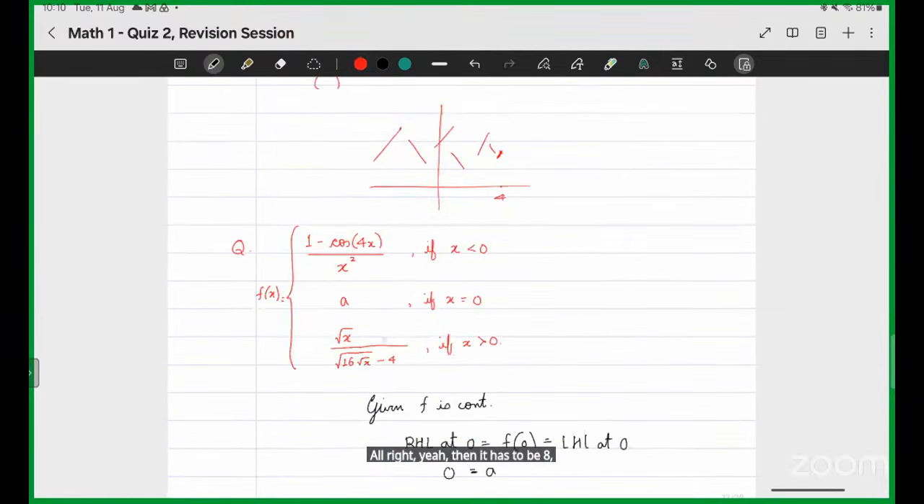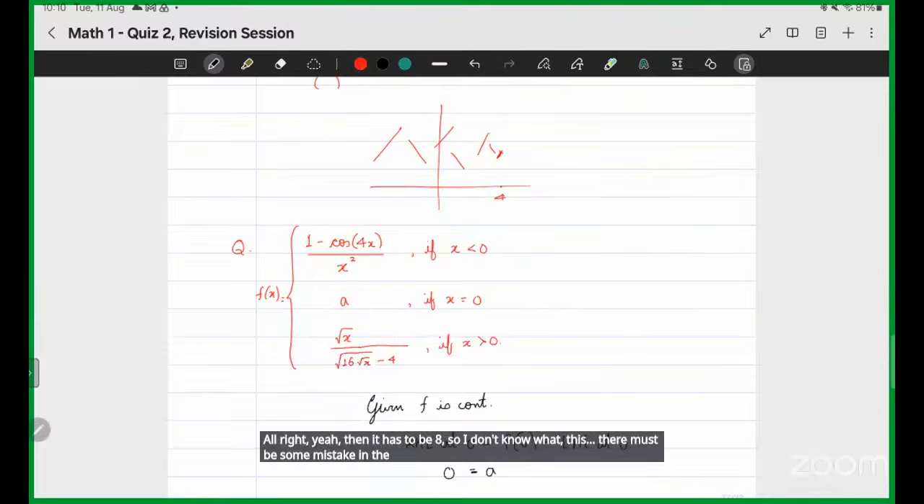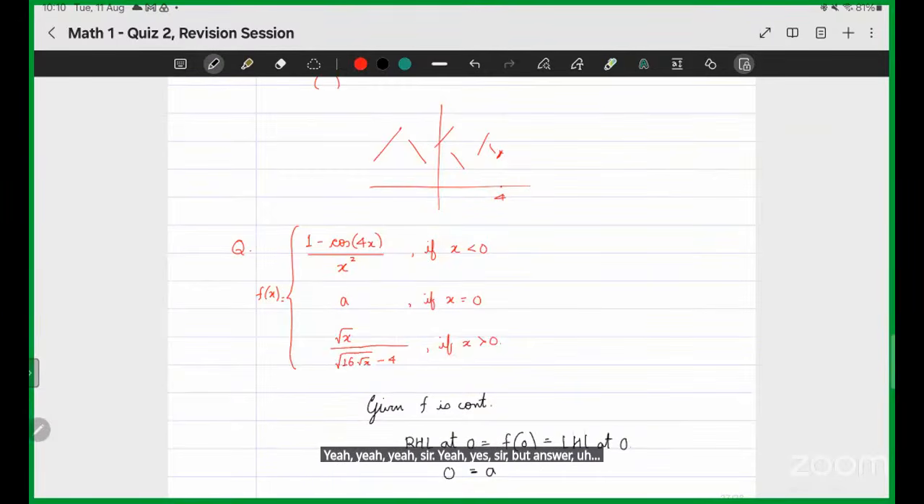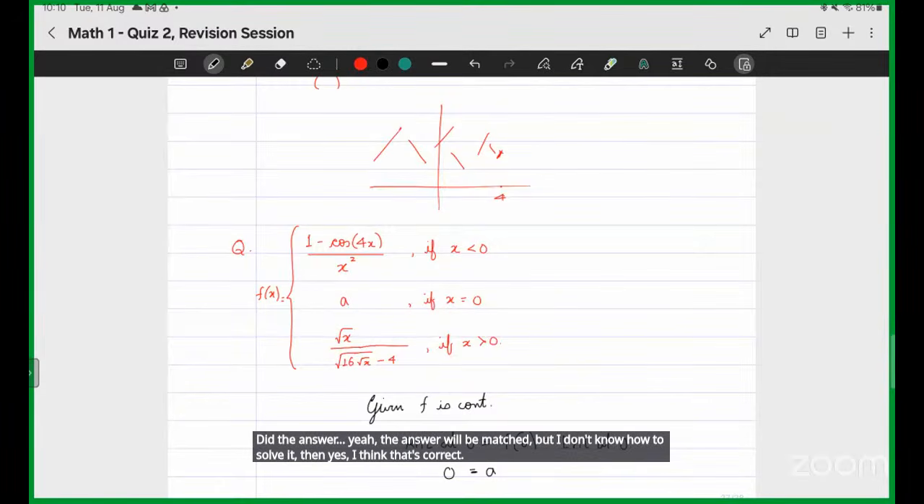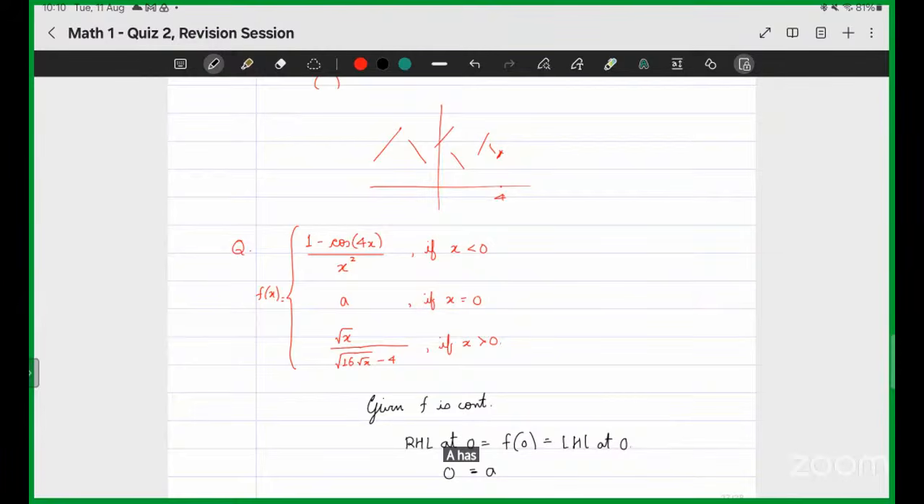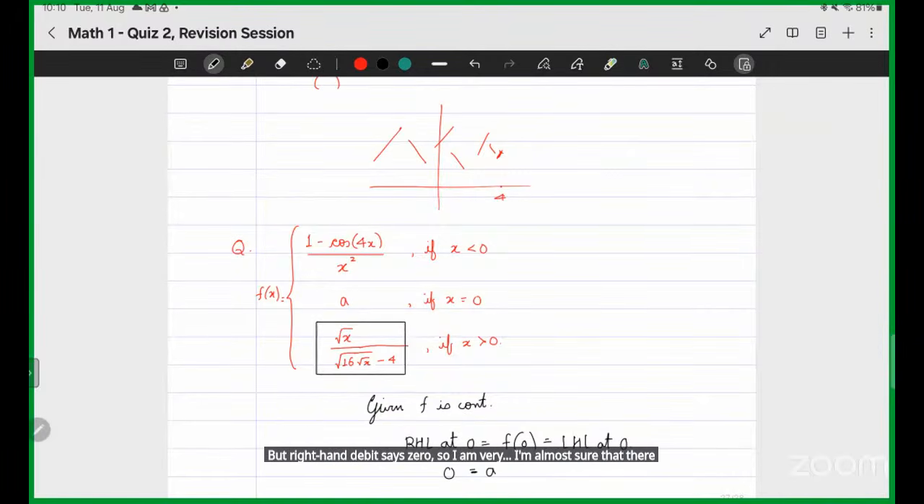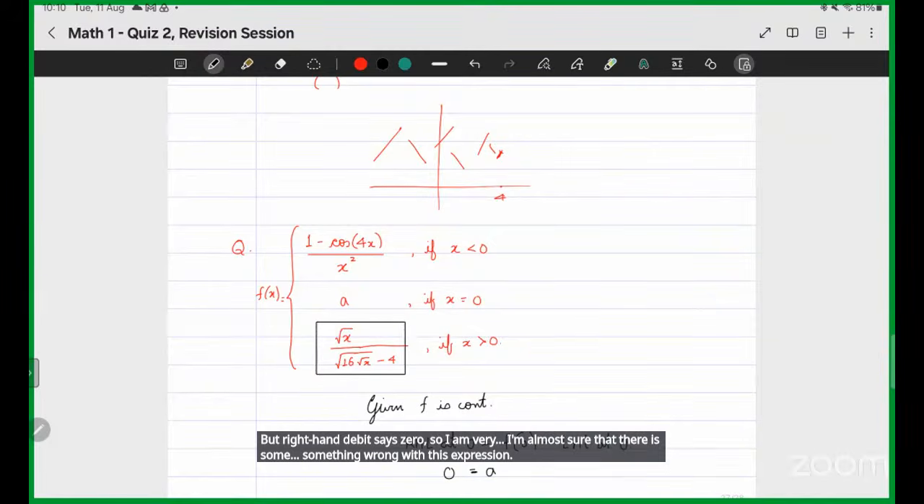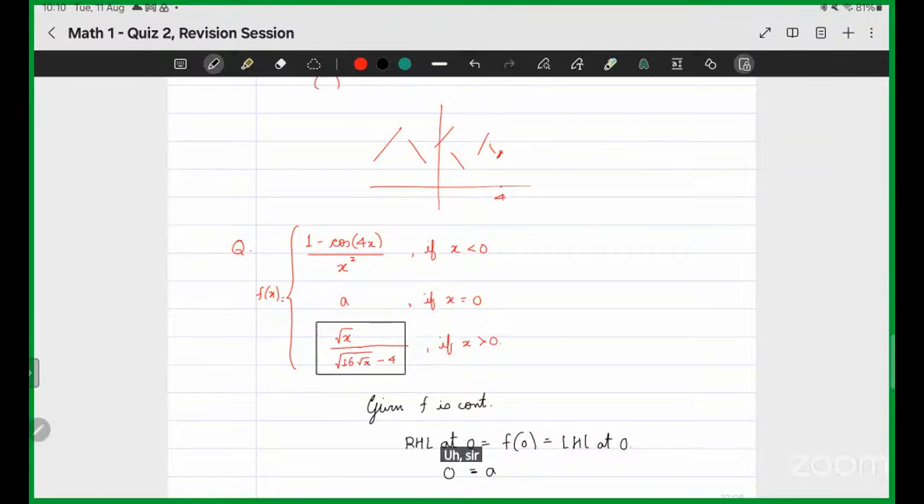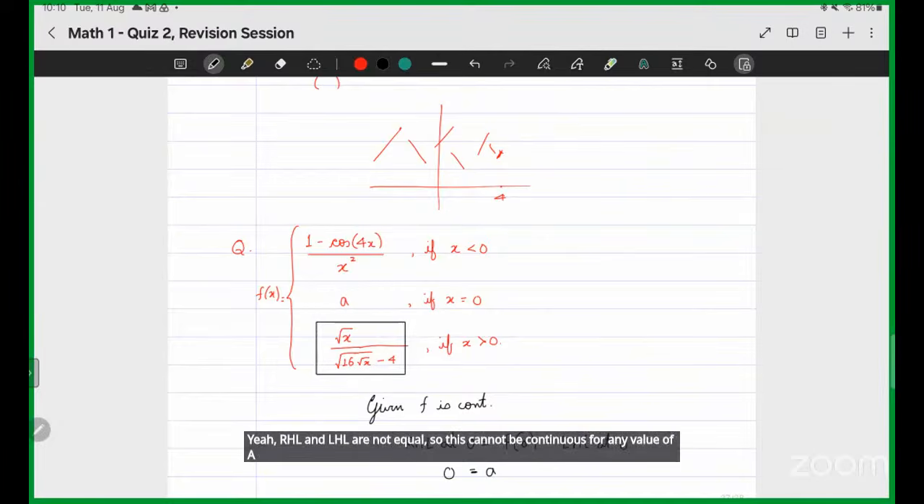There must be some mistake in the expression over here. A has to be 8 if you are looking at the left hand limit, but the right hand limit says 0. So I'm almost sure that there is something wrong with this expression. As it is, it cannot be continuous. RHL and LHL are not equal, so this cannot be continuous for any value of A, if this is the question as it is.